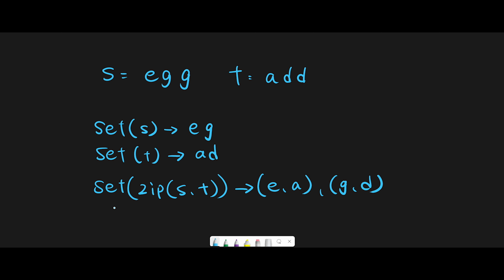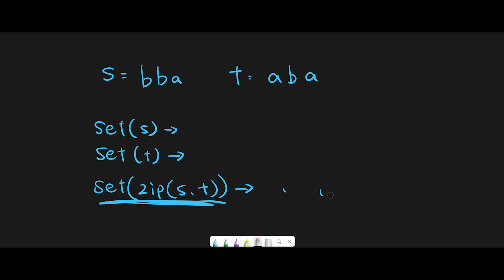So why do we need the set of zip like this? There is a case where the number of unique characters is the same, but the unique pairs are invalid. So let's see this example. Let me change the strings like this: S should be, let's say, BBA, and T should be ABA. And let me delete this and this.